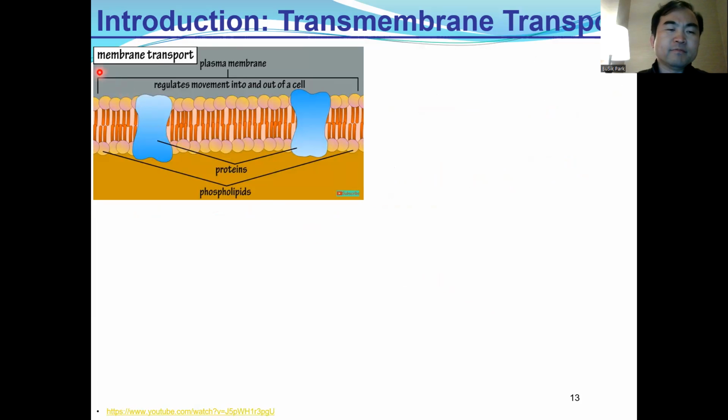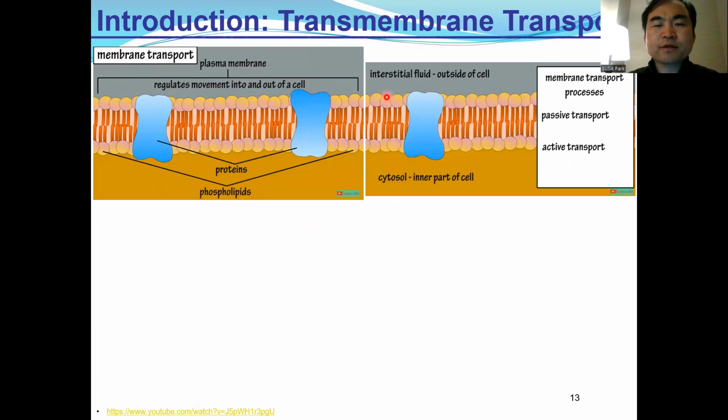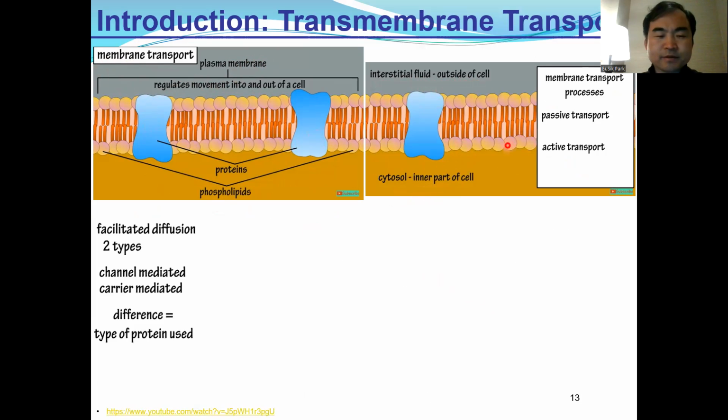Membrane transport is the plasma membrane regulating movement into and out of a cell. This involves protein and the phospholipid, the interstitial fluid outside of the cell, and the cytosol, the inner part of the cell. Facilitated diffusion can be divided into two parts: one is channel mediated, another one is carrier mediated. The difference is the type of protein used.